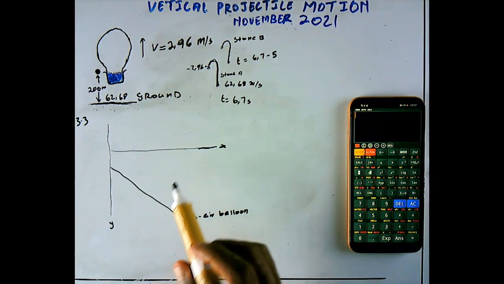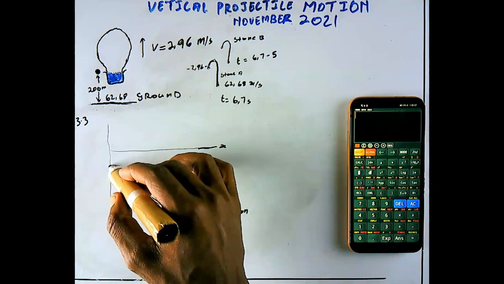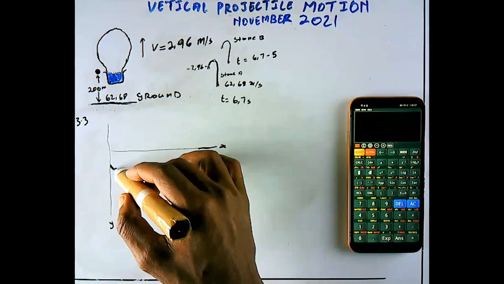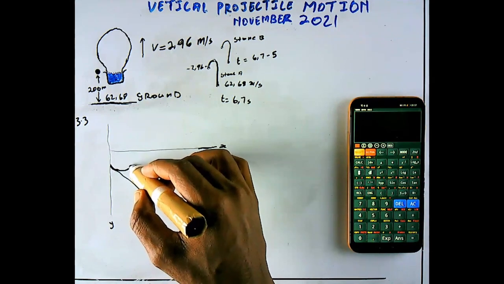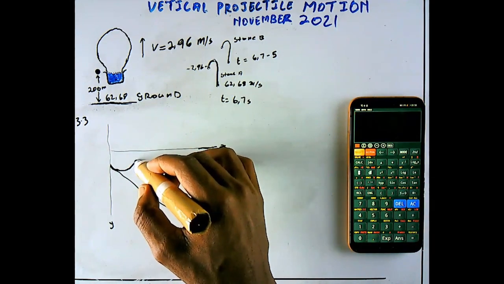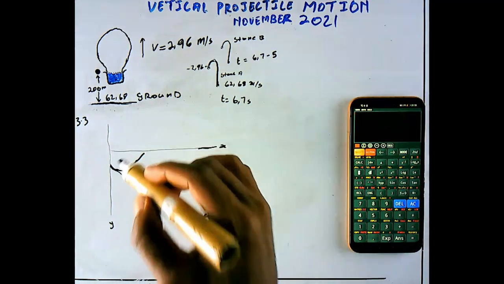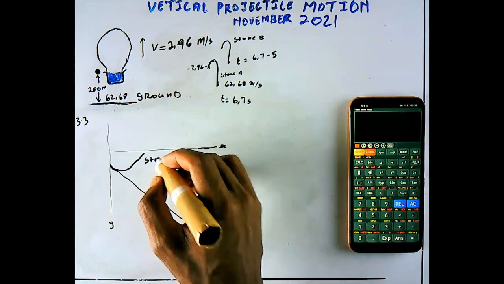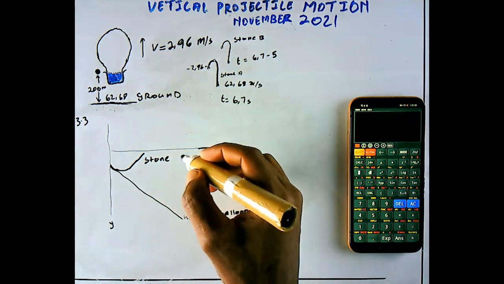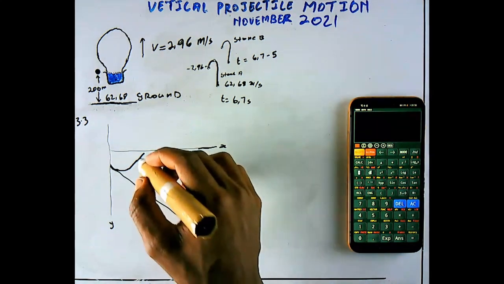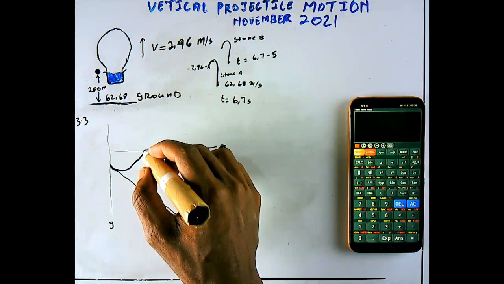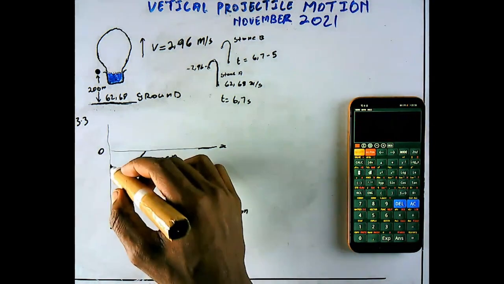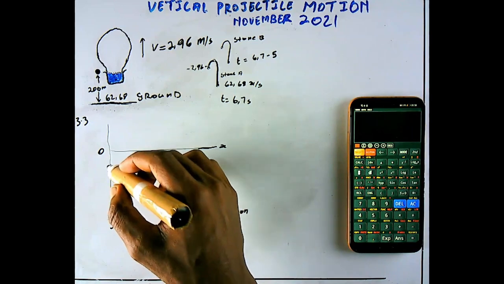And then stone A. Stone A started here and then goes down like this. This is stone A. Because they say we must use 0 as the ground. So this is 0. Then stone A goes like this.